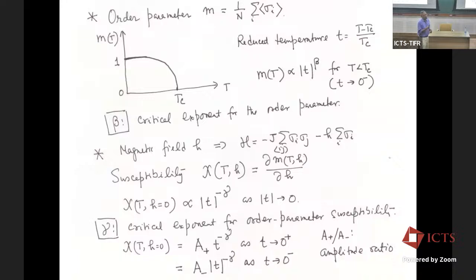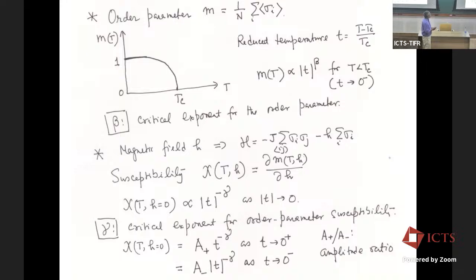If the field is positive, then there will be a finite, positive magnetization. If the field is negative, there will be a finite negative magnetization. So this is what is known as the conjugate field. It is conjugate to the order parameter. The order parameter is sigma average, and the field is just something that couples to that order parameter in a linear way. So this H is called a conjugate field.